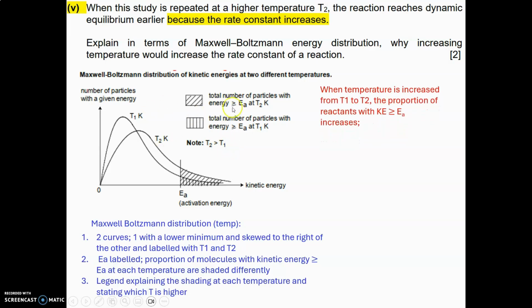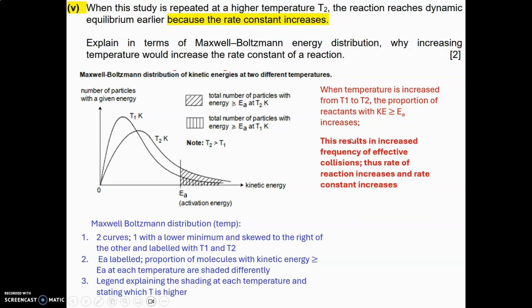So you cannot just stop here, you need some words to explain your diagram. So when the temperature is increased from T1 to T2, the proportion of reactant particles with kinetic energy greater than or equal to EA increases, which leads to an increase in the frequency of effective collisions. Thus, the rate of reaction increases. Correspondingly, the rate constant will increase.